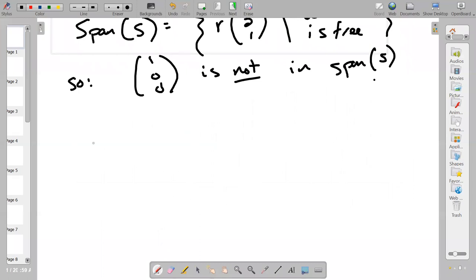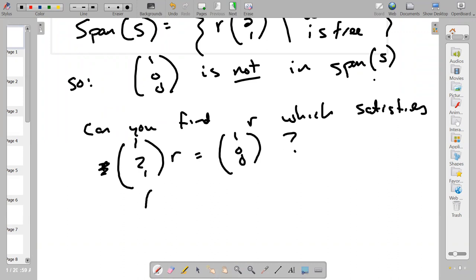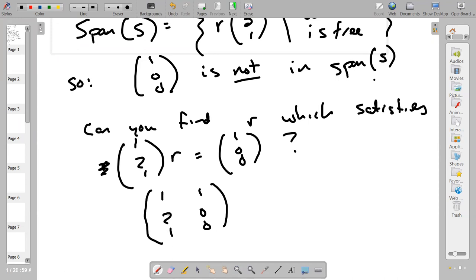What would it mean to say, can you find R which satisfies R(1, 2, 1) equal to (1, 0, 0)? I mean, if you put things down in an augmented matrix, it would look like a two-column matrix. The solution column's over here, your vector is here.